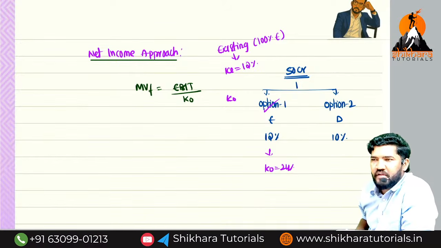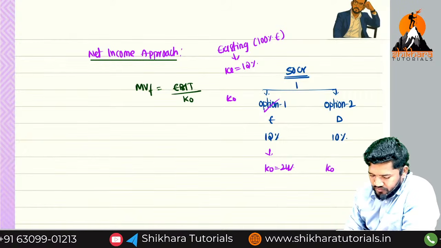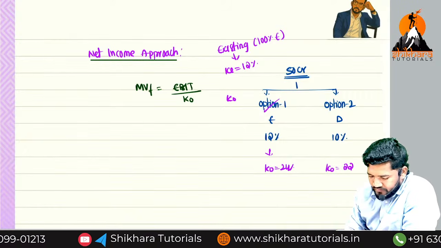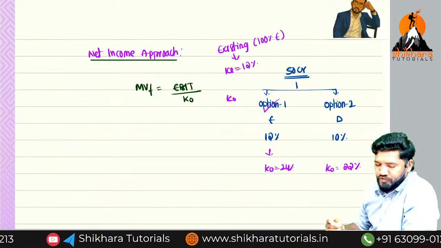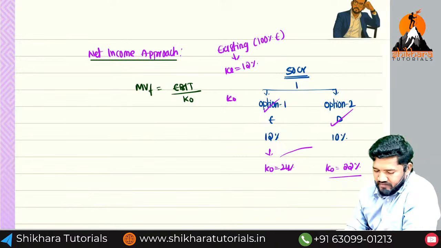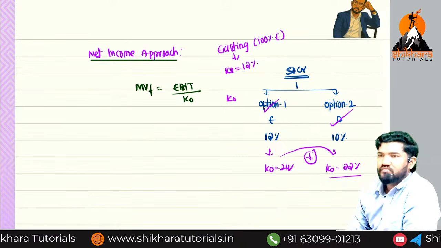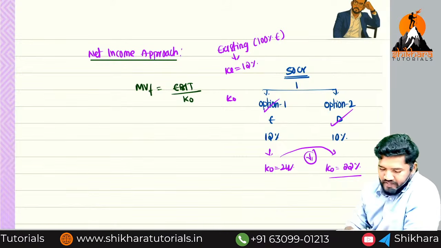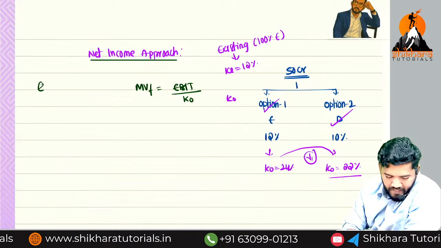If they choose option 2, for existing shareholders 12%, for new debenture holders, how much? Total, how much do they need to pay? KO equals 20%. Clear? If you choose debt, your KO, what happened? Decreases, na? Clear, sir?